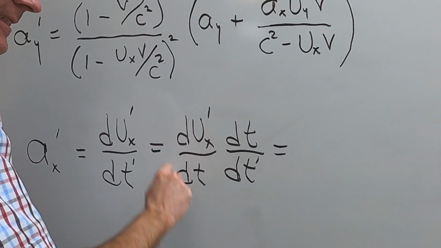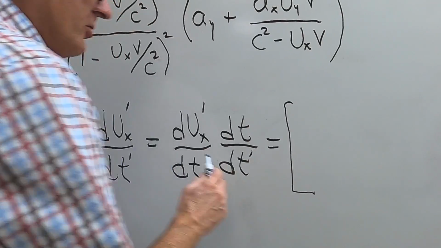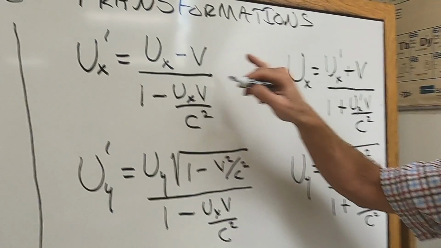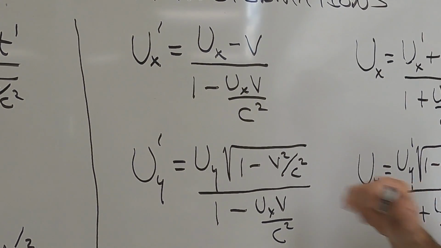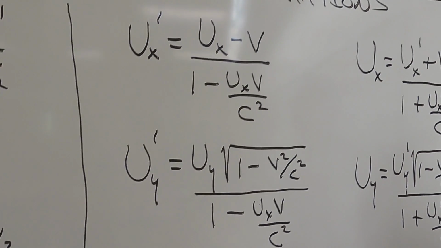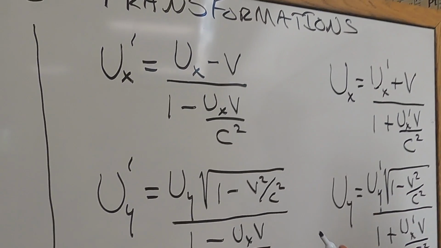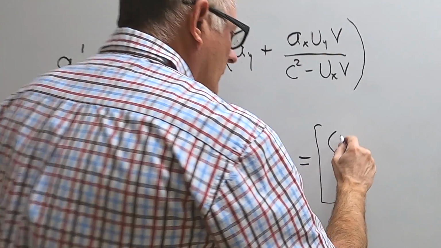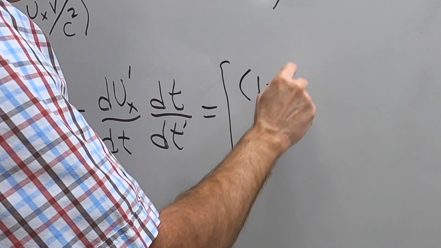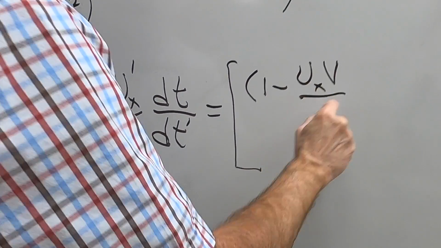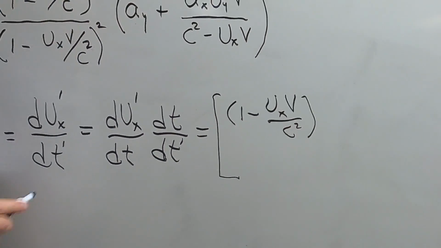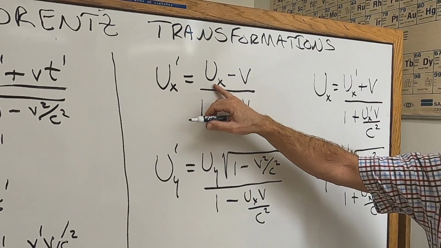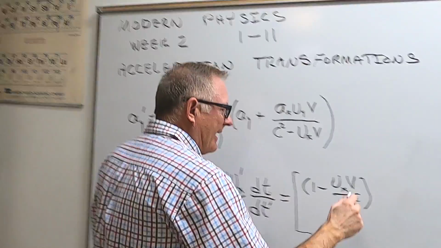First of all, let's get this one. We have to go back to ux prime, which is right here, and take the derivative of that with respect to time. I've got ux in the top and in the bottom of the fraction, so I have to use the quotient rule. What do we have? We have the bottom, which is 1 minus ux v over c squared, times the derivative of the top. The v is a constant, so the derivative of ux minus v with respect to time is ax.